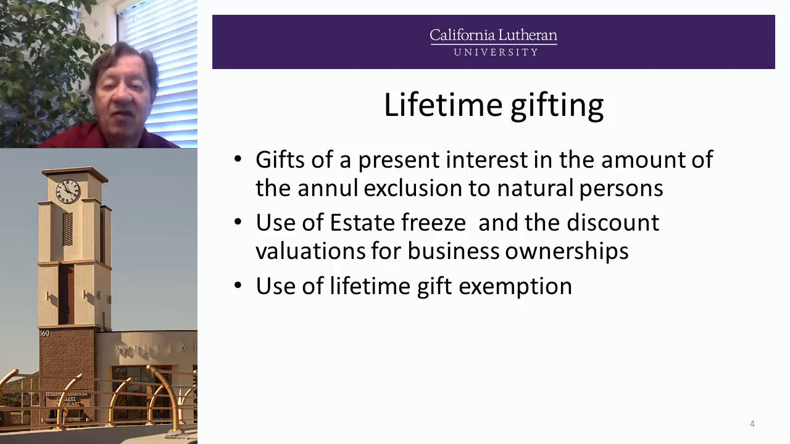Lifetime gifting: a gift of a present interest is an amount of the annual exclusion to a natural person. And again, the key that you forget many times is it's got to go to a natural person. If it goes to a charity or an association or a partnership, or a marriage, those do not qualify for the annual exclusion. It's got to go to a natural person. Use of estate freeze and the discount valuations for business and business ownerships, and use of lifetime gift exemptions.